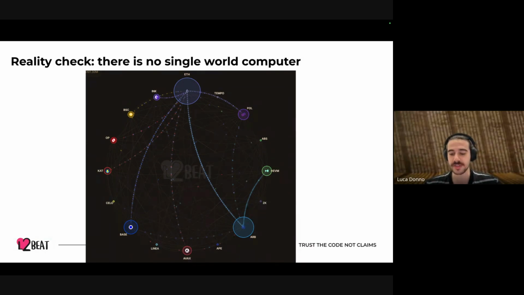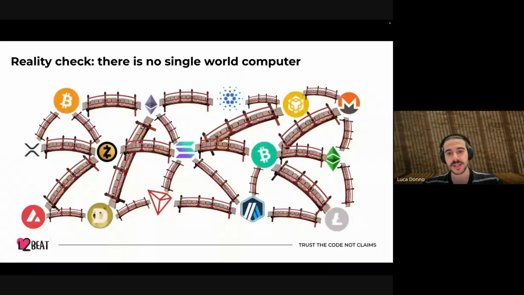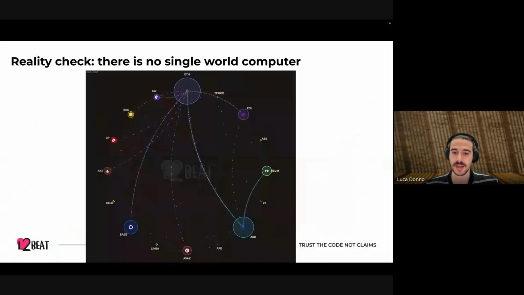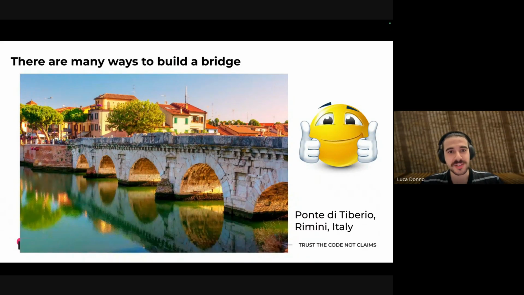And there are a lot of chains, as I said, right? So a lot of things today in the blockchain space have to do with bridges. And there are many ways to build a bridge, right? You can build very secure bridges, like this one, Ponte di Tiberio in Rimini. This is a bridge in my hometown in Italy that is over 2,000 years old and it still stands. People are still using it, cars and people.